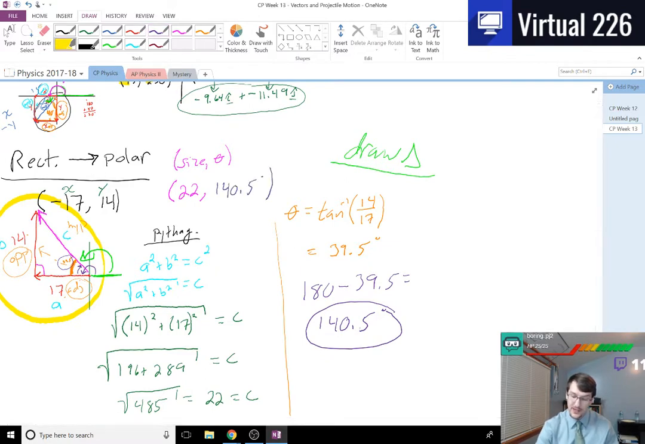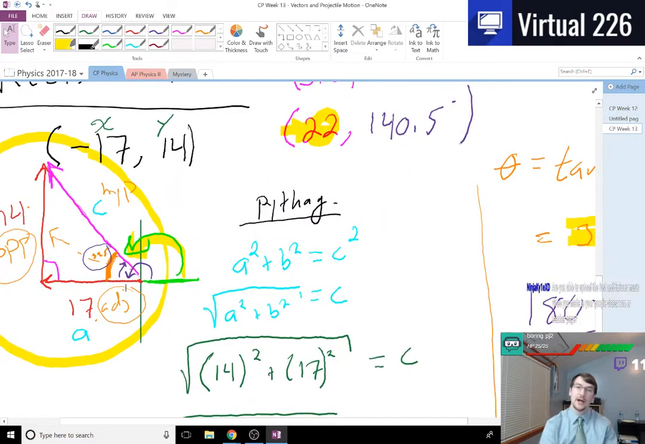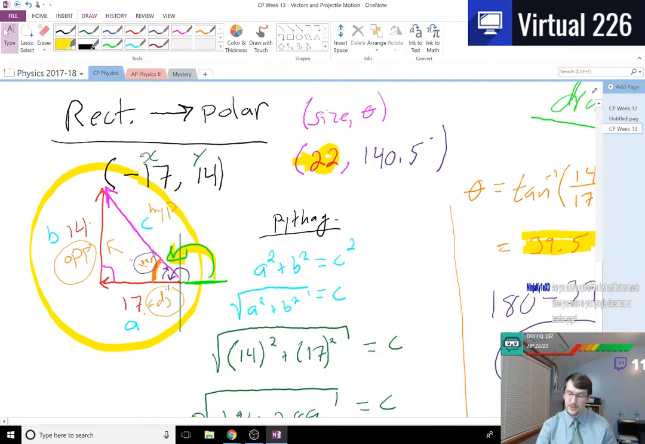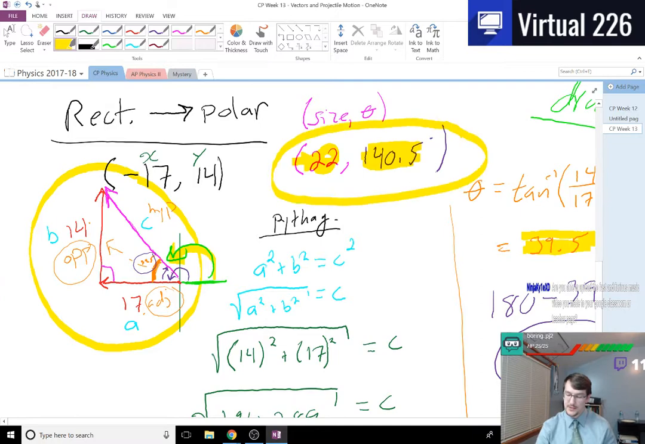So we have in the end our size, 22, as given by the Pythagorean theorem, and our angle, we used an arctangent, or an inverse tangent, to find the angle of our triangle, but the angle of the triangle isn't what we wanted. We wanted the polar angle, which we found by noting that going halfway around is 180, and then backing off from that by the 39.5 gave us 140.5. And this is our polar.